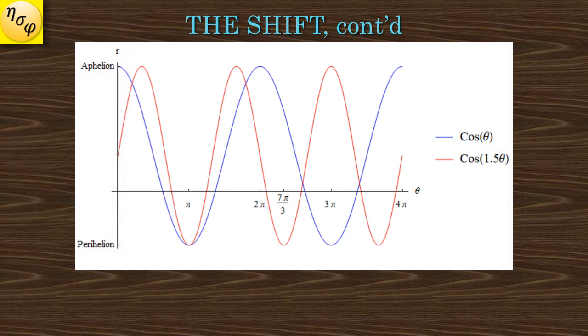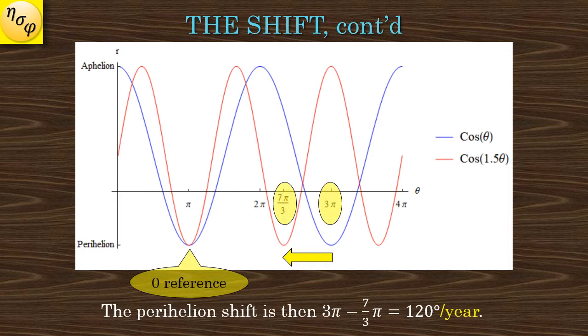We are now ready to calculate the amount of perihelion shift or aphelion shift, the same, by comparing cosine theta and cosine rho theta. We superimpose the two plots from the previous slide. A note, I have shifted the red curve to get the correct zero reference. The perihelion shift is thus 3 pi minus 7 over 3 pi, which is 120 degrees per year. Hence, the perihelion advances by 120 degrees per year.